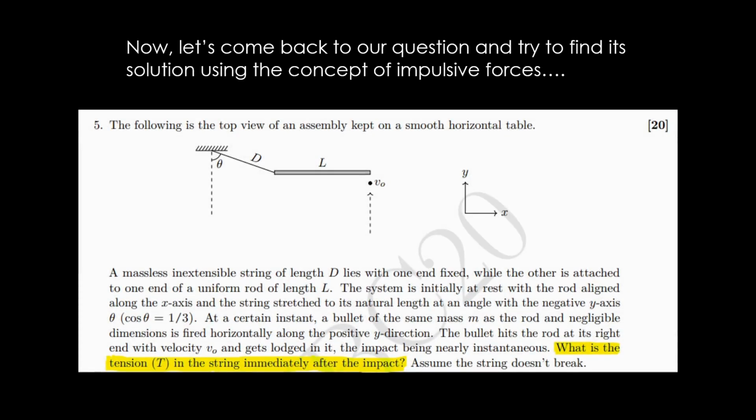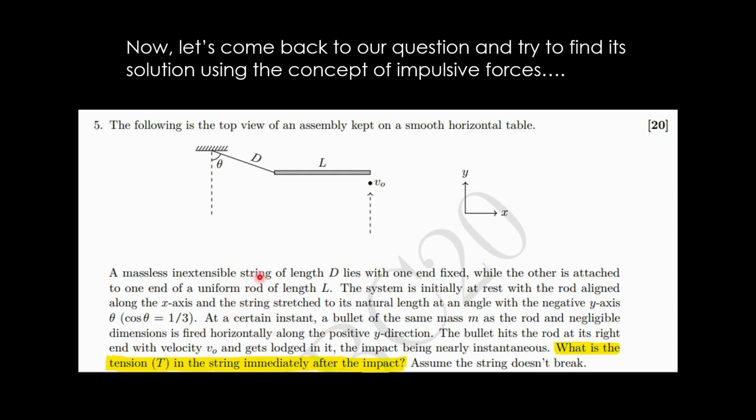Now let's come back to our question and try to solve it. So what does our question say? The following is the top view of an assembly kept on a smooth horizontal table. Now let me take the laser pointer for you guys so that it will be easy.